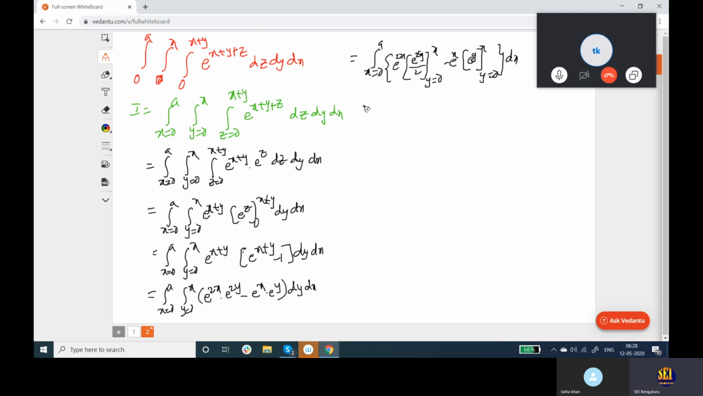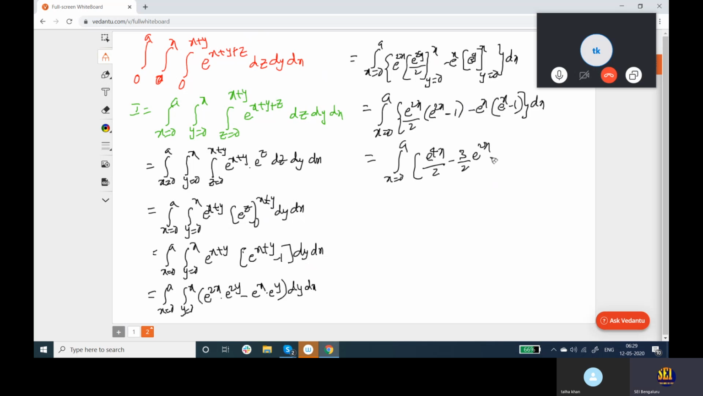Now that is equal to integral x is equal to 0 to a, e power 2x by 2 into e power 2x minus 1, minus e power x into e power x minus 1, into dx. So integral x is equal to 0 to a, e power 4x by 2 minus 3 by 2 e power 2x plus e power x into dx.